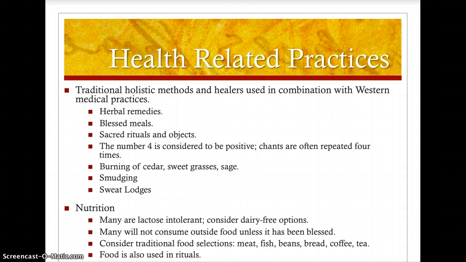When considering the nutritional needs of a Native American patient, be aware that many may be lactose intolerant and may not eat outside food that has not been blessed by a healer or priest. Consider dairy-free options and try to provide the patient with a selection of traditional foods such as meats, fish, breads, beans, coffee, and tea.